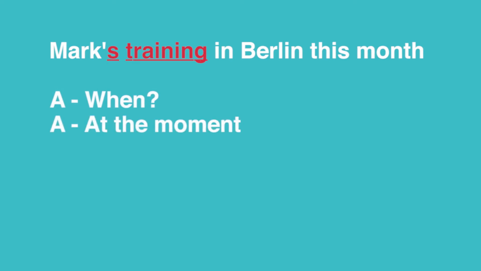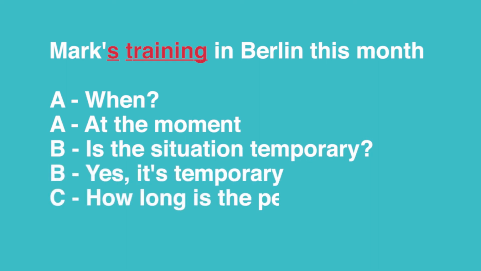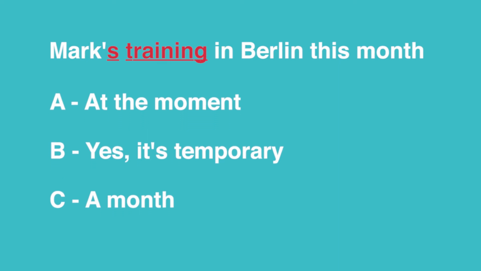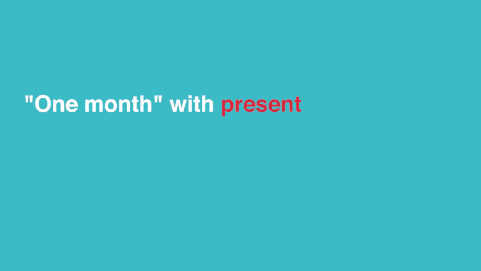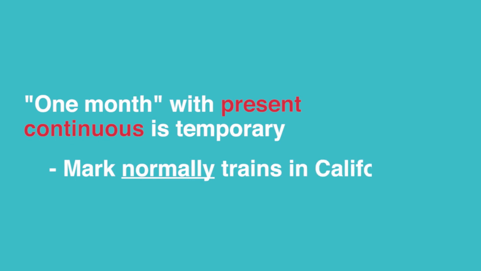Mark's training in Berlin this month. This is a correct use of the present continuous. When? At the moment. Is it temporary? Yes. How long is the period? A month. So, Mark's training in Berlin this month. At the moment, it's temporary and lasts a month. So, 1 month is considered to be temporary. It includes now. He normally trains in California, so obviously Berlin is not permanent.